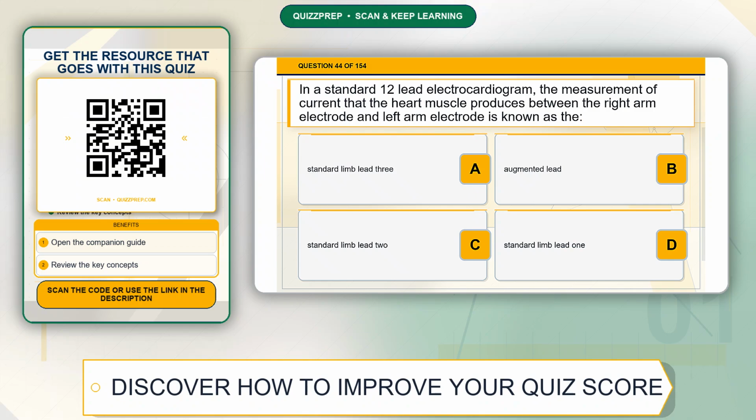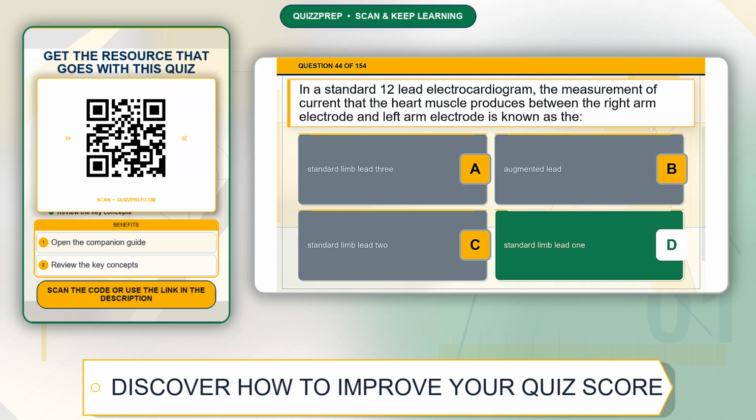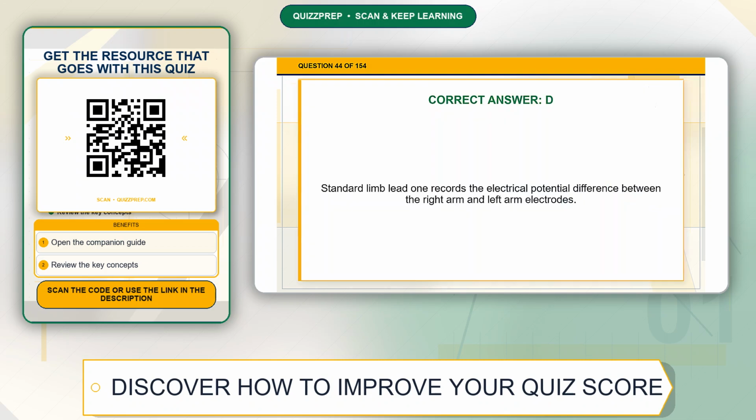Question 44. In a standard 12-lead electrocardiogram, the measurement of current that the heart muscle produces between the right arm electrode and left arm electrode is known as the Option A, standard limb lead 3. Option B, augmented lead. Option C, standard limb lead 2. Option D, standard limb lead 1. The correct answer is option D, standard limb lead 1. Explanation. Standard limb lead 1 records the electrical potential difference between the right arm and left arm electrodes.